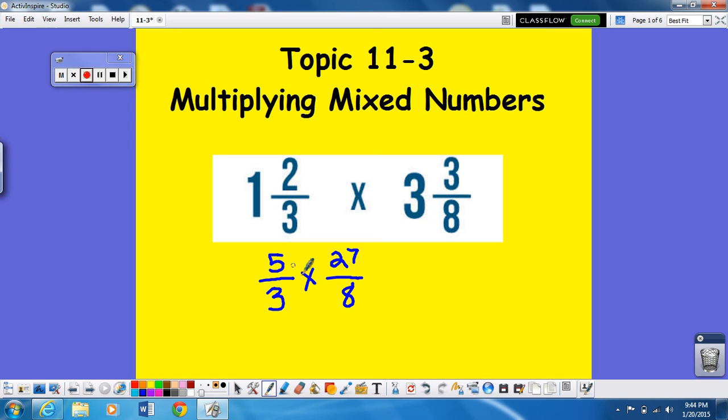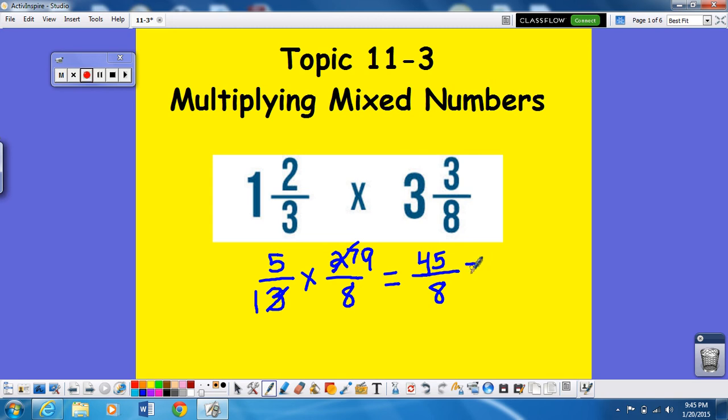Okay, let's use the strategy that we learned yesterday on reducing or cross-canceling. So when I look at 5 and 8, there's nothing that goes into 5 and 8 other than 1, so I can't do anything there. Let's look at these cross numbers, 3 and 27. I know that 3 goes into both of those, so I'm going to go ahead and reduce. So 3 divided by 3 is 1. 27 divided by 3 is 9. Now we can multiply. 5 times 9 is 45. And 1 times 8 is 8. So 45/8 is our answer.